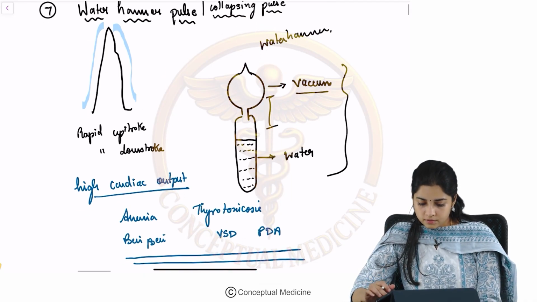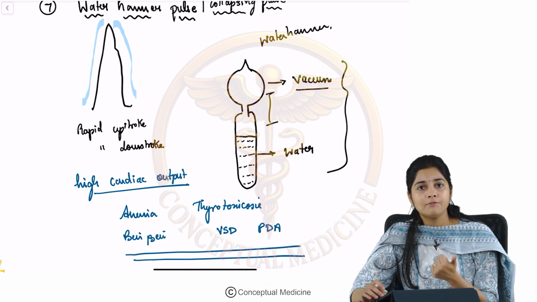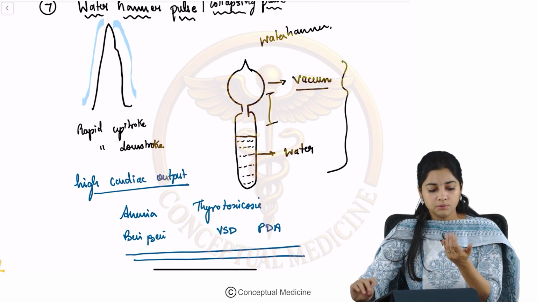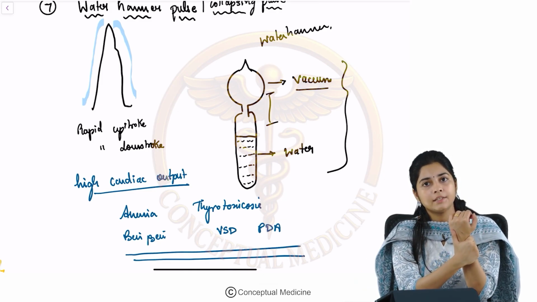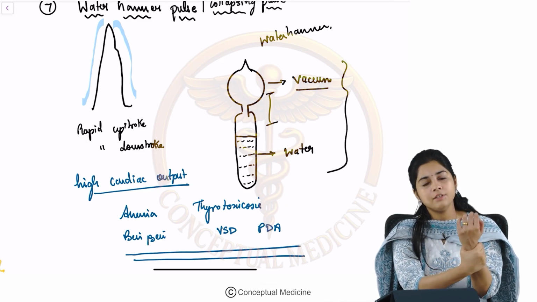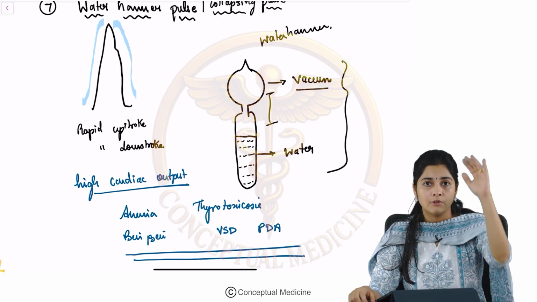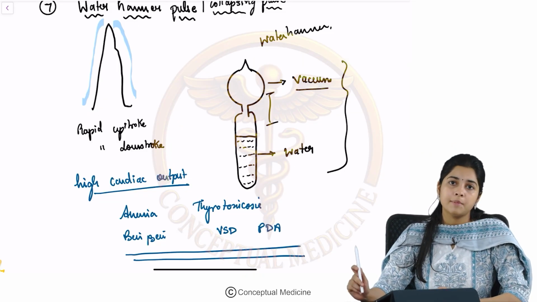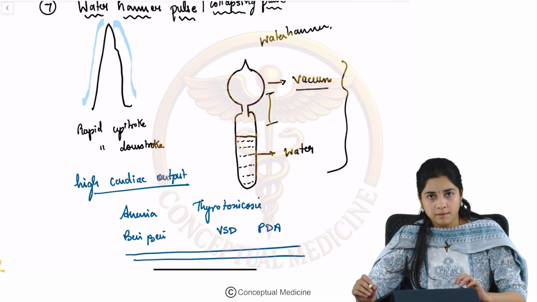Okay. So how do you demonstrate the water hammer pulse? You take the patient's hand and hold it such that you compress the radial artery up to a point where the pulse is just felt. Once that is done, you raise the arm above the head. There will be an increase in the pulse volume followed by a sudden drop because of peripheral runoff, right? So this is what we call the water hammer pulse.